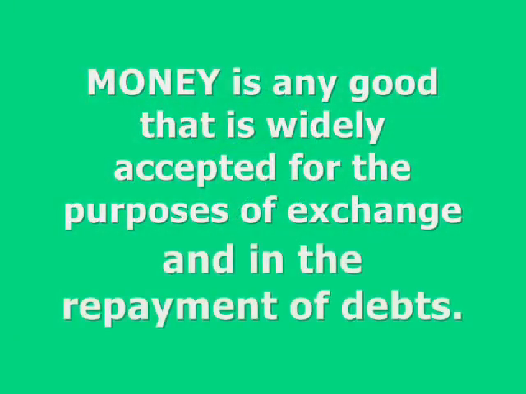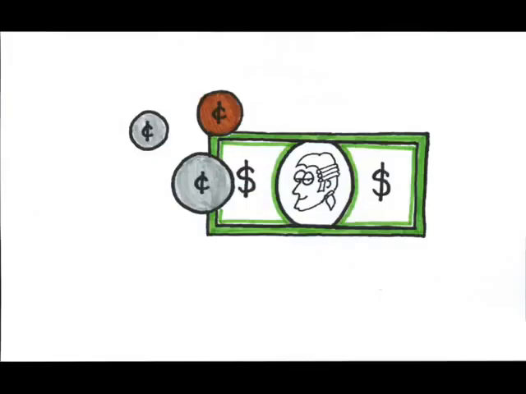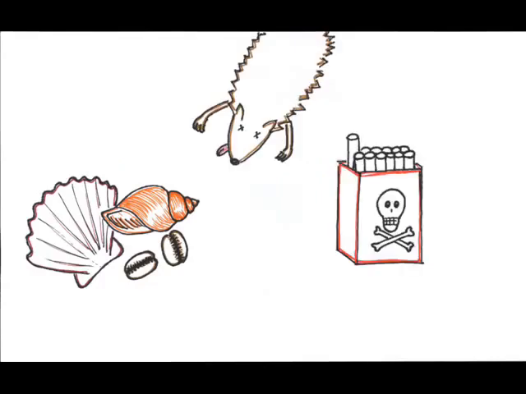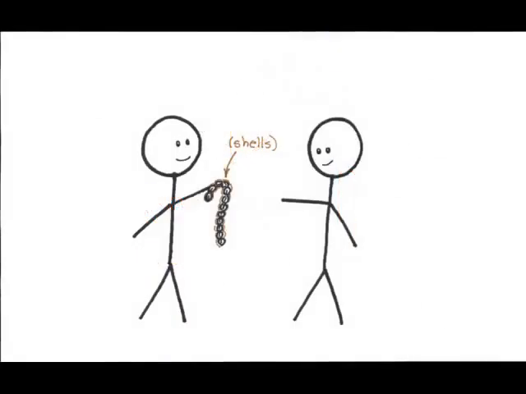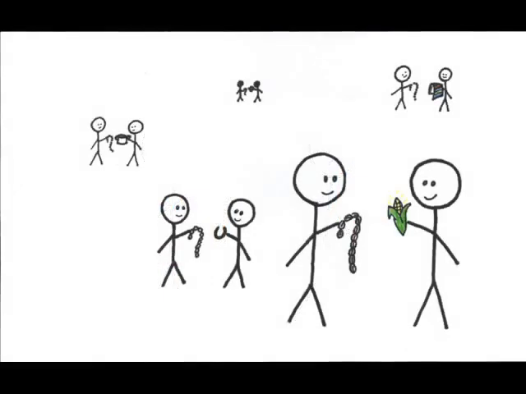By definition, money is any good that is widely accepted for the purposes of exchange and in the repayment of debts. Over the years, many items have been used as money. Coins and paper, yes, but also shells, furs, cigarettes. As long as the item is widely accepted for the purposes of exchange and in the repayment of debts, that item serves as money.